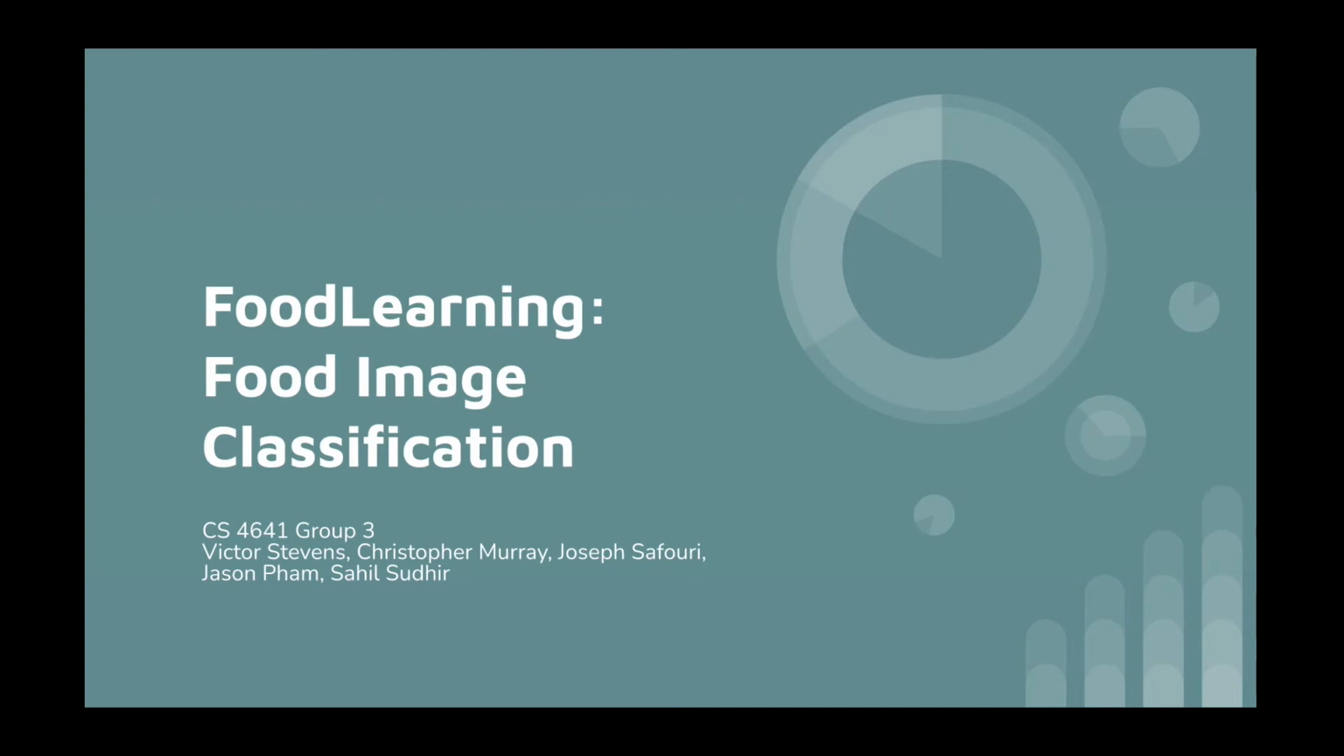Hi everyone, our project is Food Learning, Food Image Classification. We are group 3 of CS 4641. My name is Victor Stevens and I have worked this semester with Christopher Murray, Joseph Safoy, Jason Pham, and Sahil Sudhir.